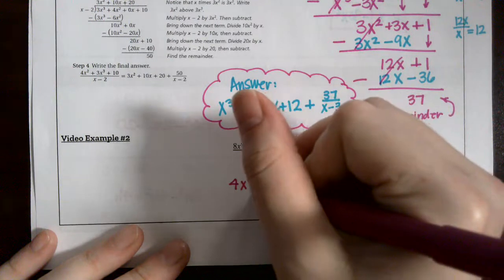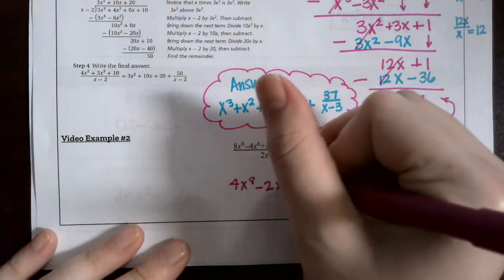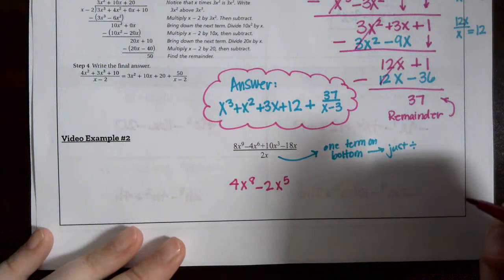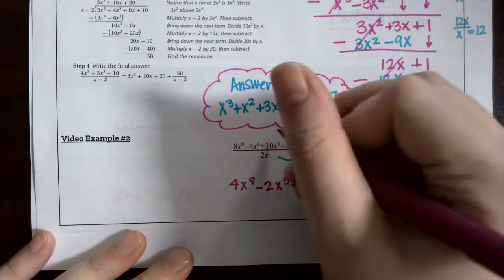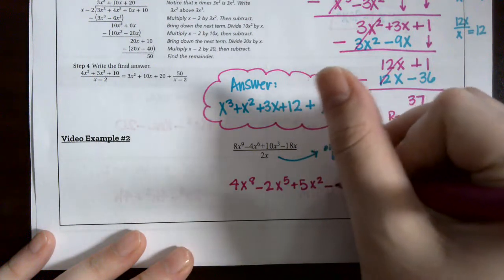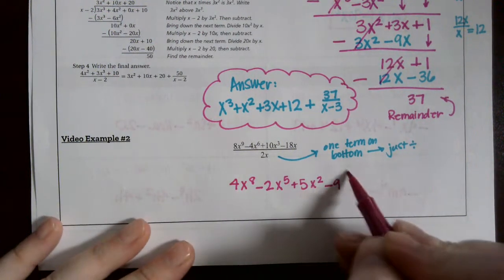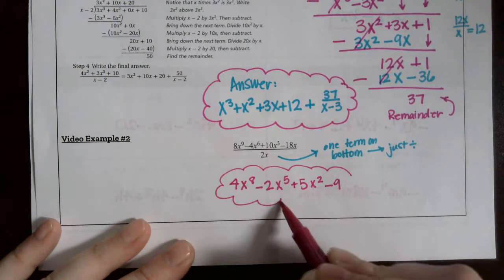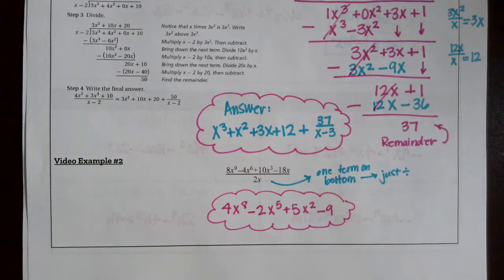Negative 4 divided by 2 is negative 2. X to the 6th divided by x is x to the 5th. We're just taking one x away. 10 divided by 2 is 5. Take one x away. And negative 18 divided by 2 is negative 9. Take the x away. So if you can, and there's only one term, just go ahead and divide it like that so you can avoid having to do this long division.